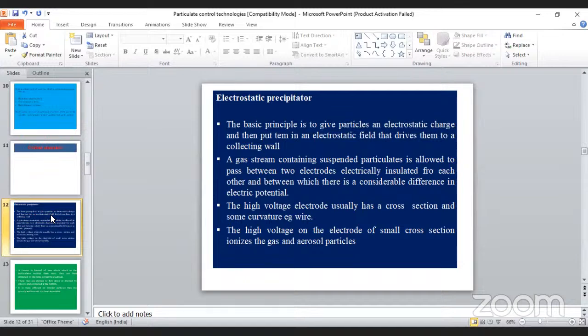A gas stream containing suspended particles is allowed to pass between two electrodes, which are electrically insulated from each other, and between which there is a considerable difference in electric potential. Whenever there is an electric potential difference, only then will the particles get charged, because the potential difference must be there. If it is the same potential, there will not be any active anion and cation. So to make it active, we have to give the potential difference.